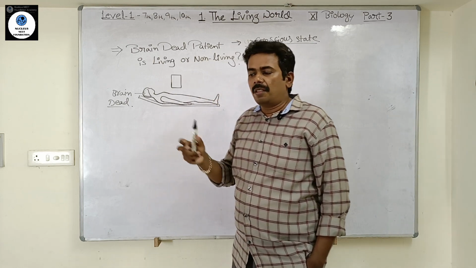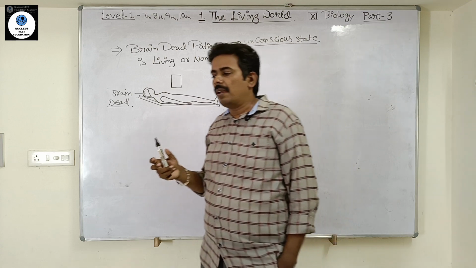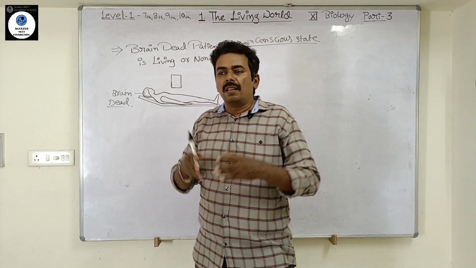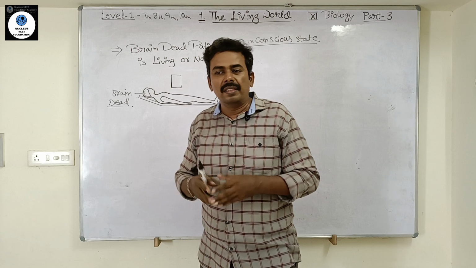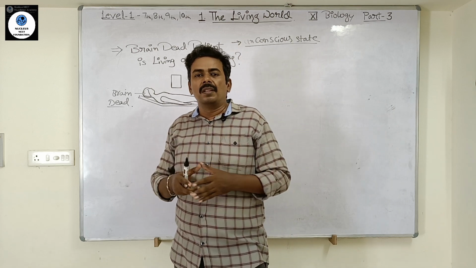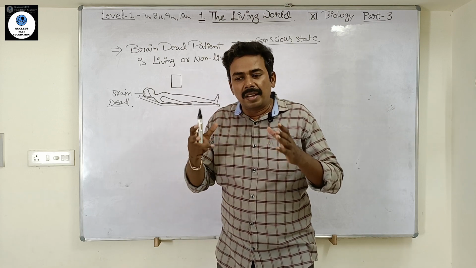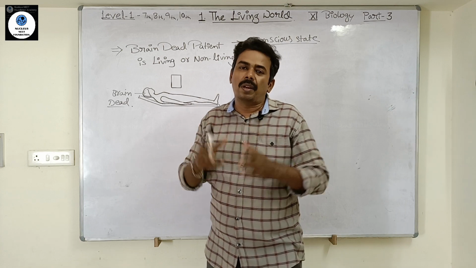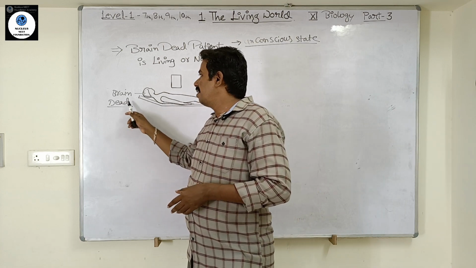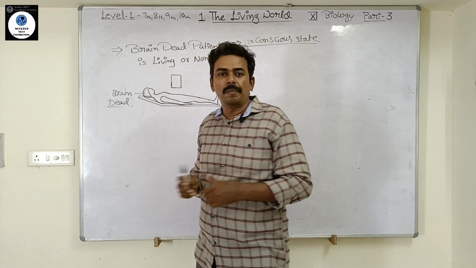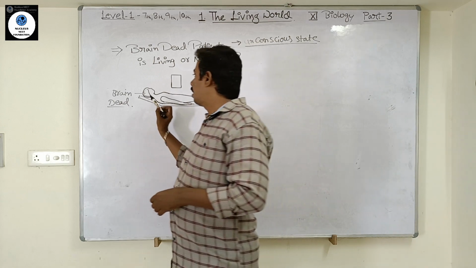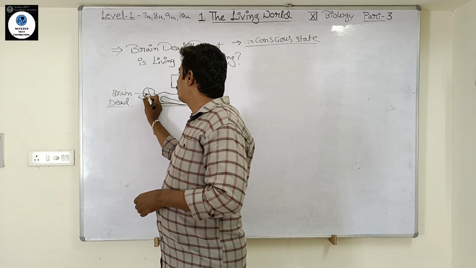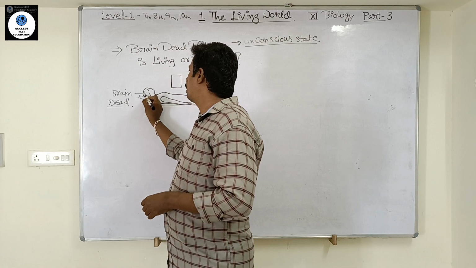Generally, in road accidents, when some people meet with an accident, the head gets severely injured. In those cases, the brain gets damaged. The moment the brain gets damaged, the brain stops working. Then the condition is called brain dead. The brain completely stops working.